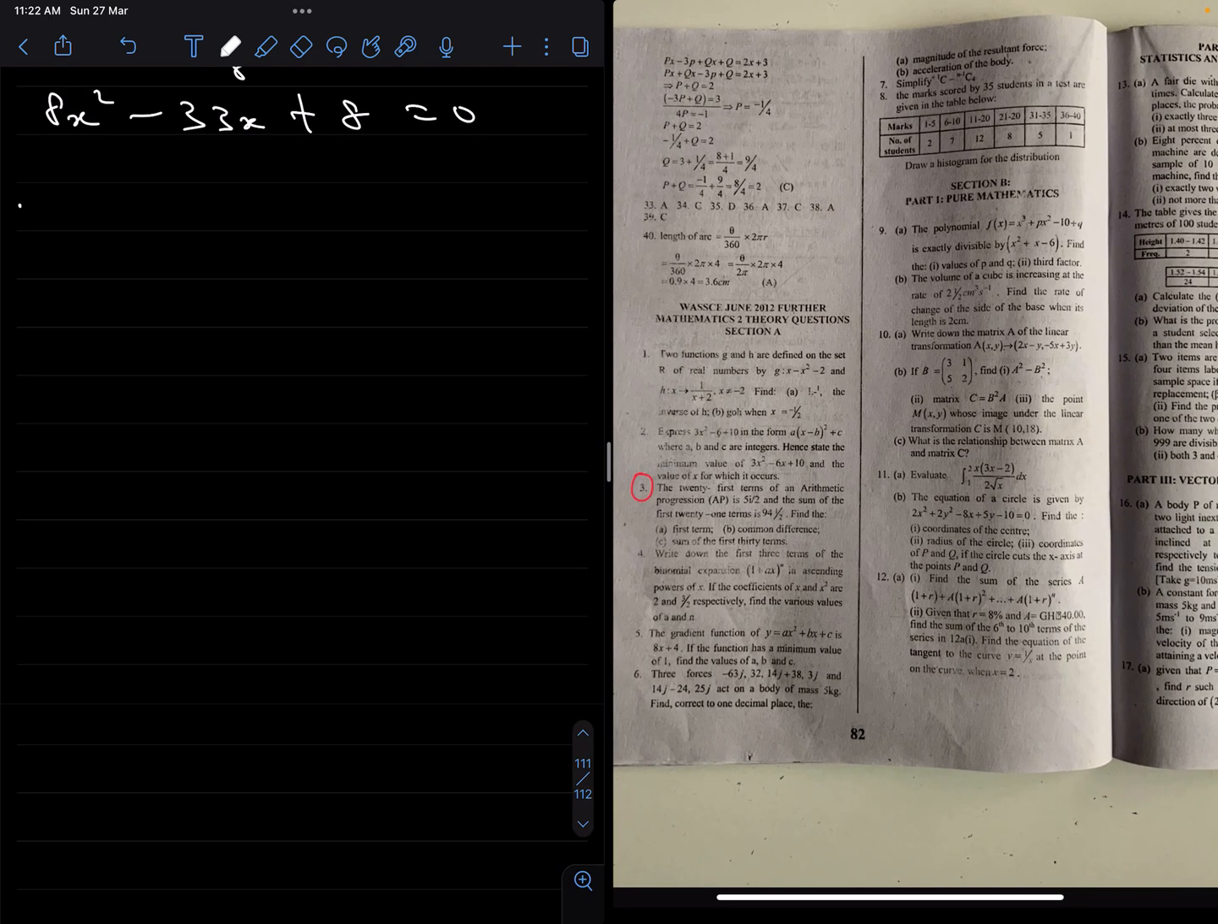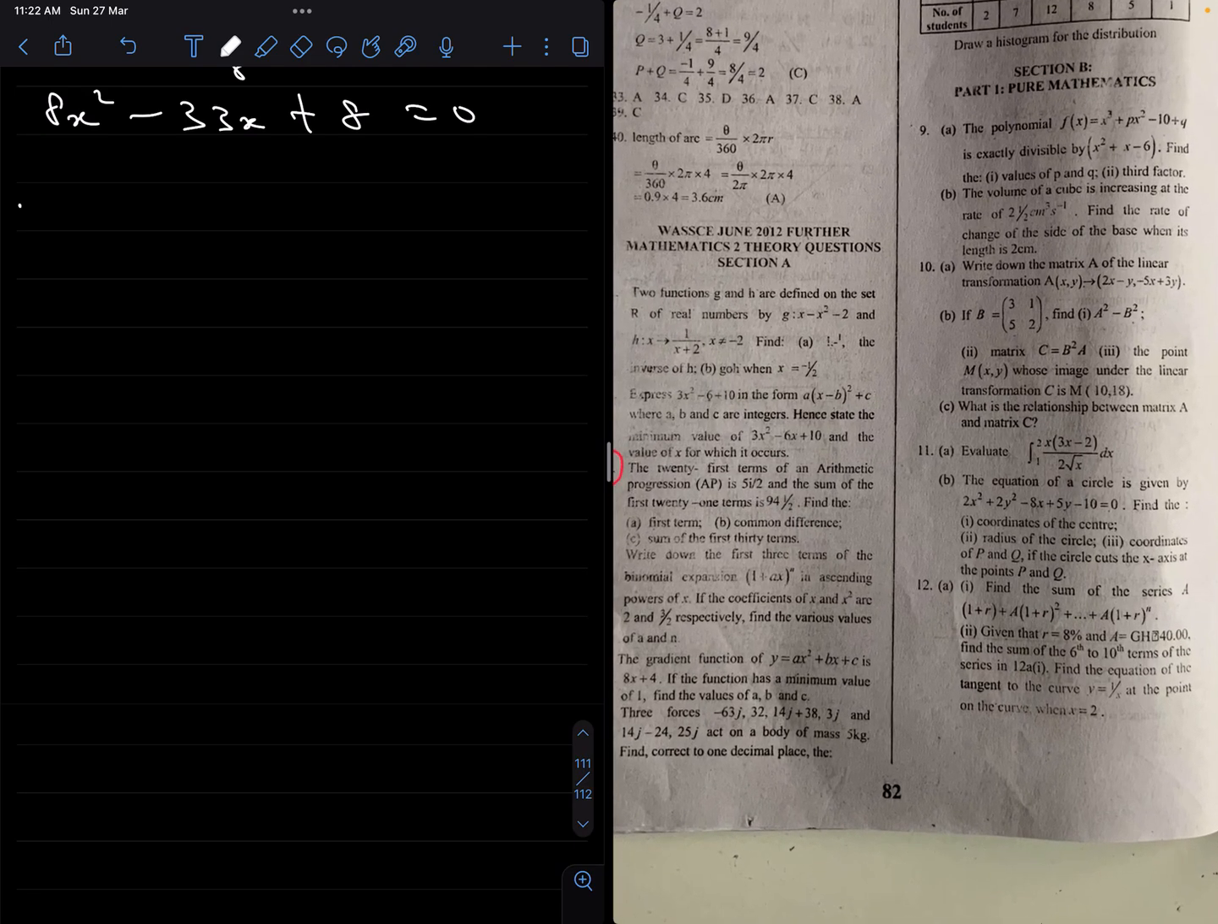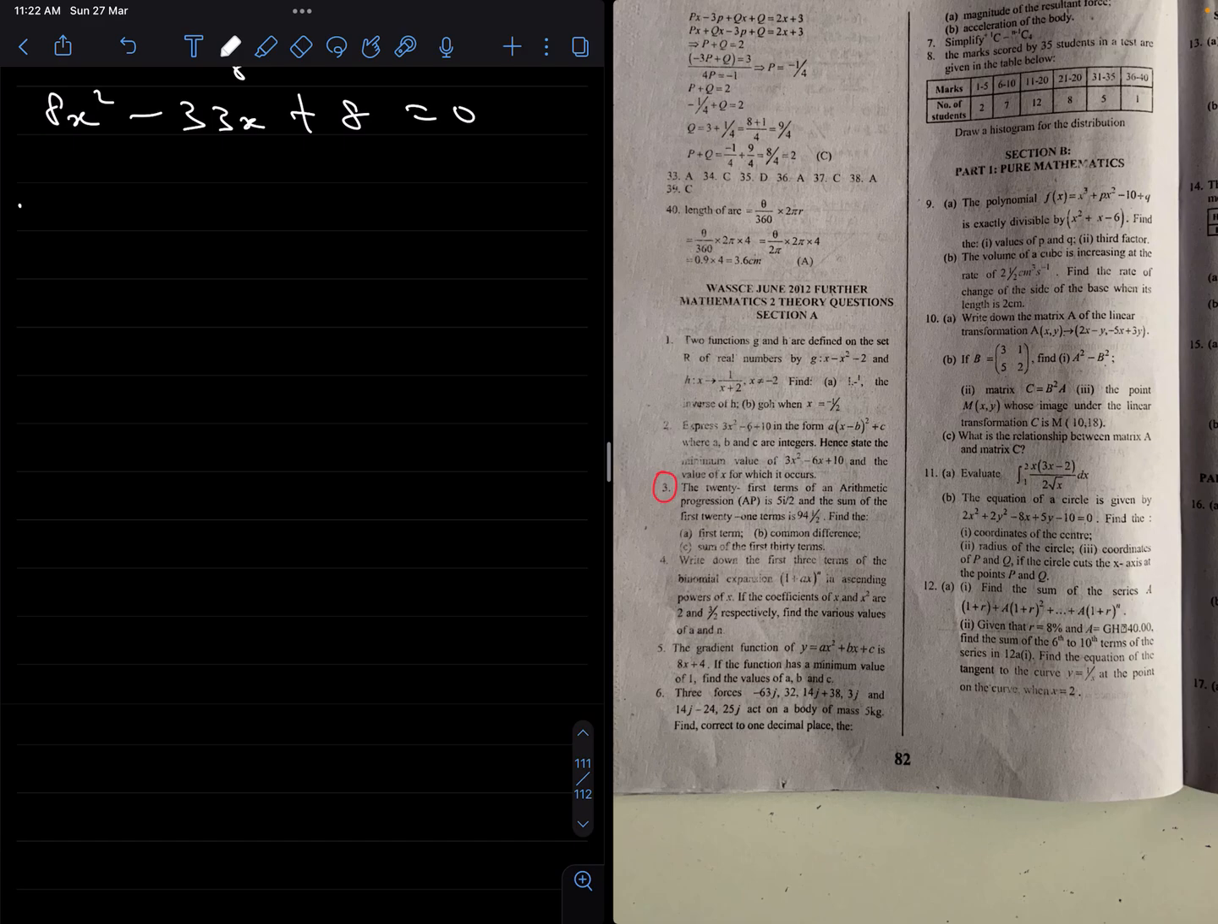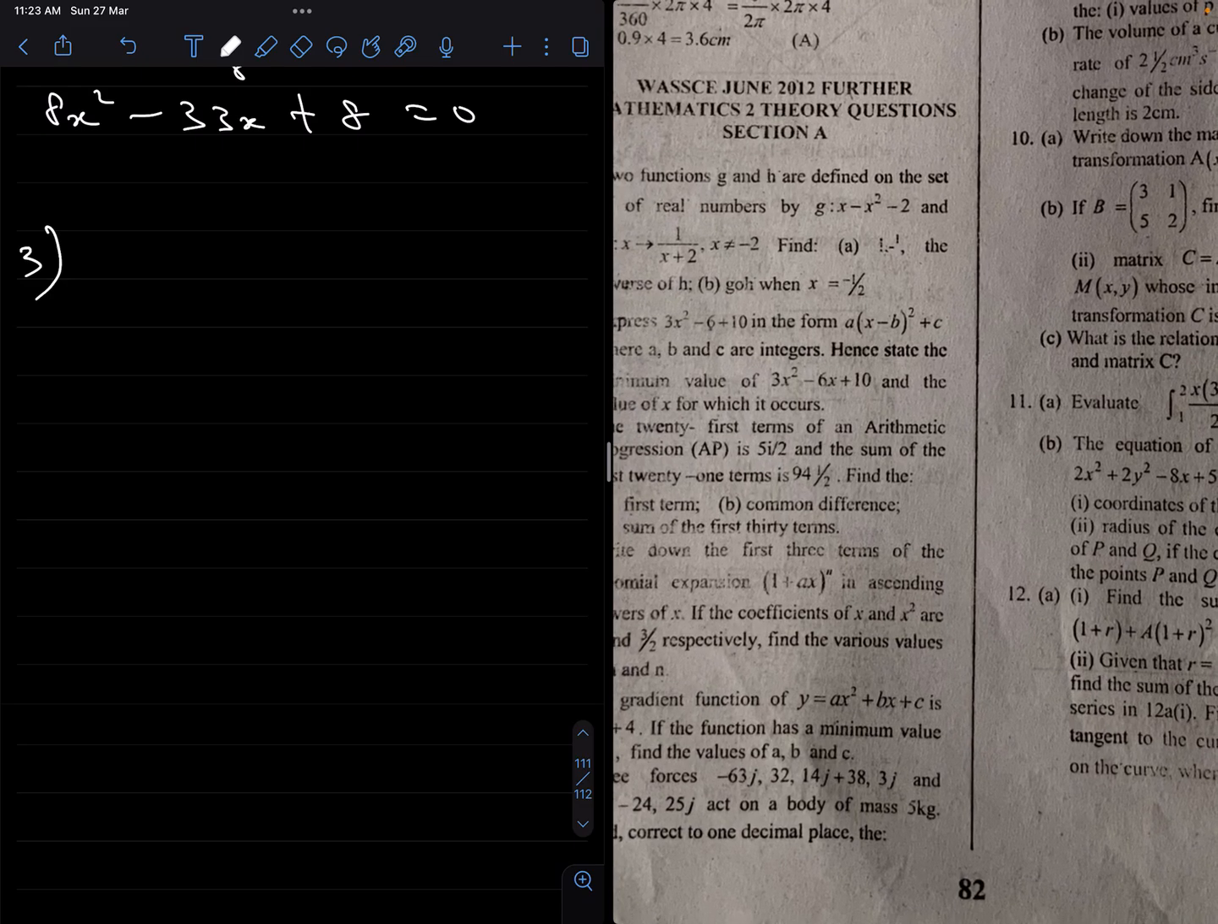Well, the other ones we circled or we marked. Look at that. This is the next one. 2012, number 3. Can you see that? Number 3, 2012. What's that? The 21st term of an arithmetic progression. I think this is 502. What do you think this is?